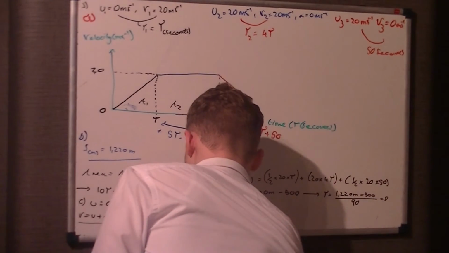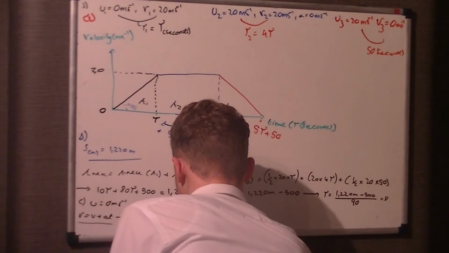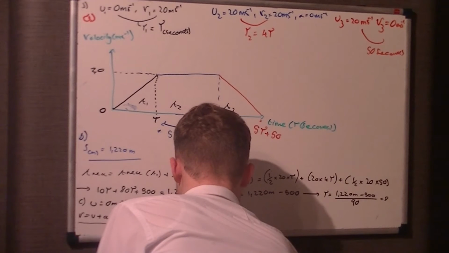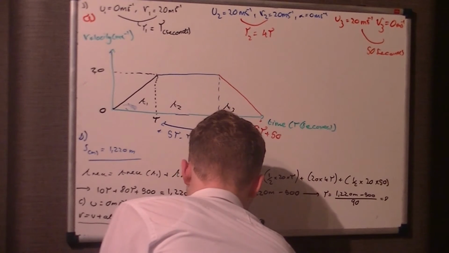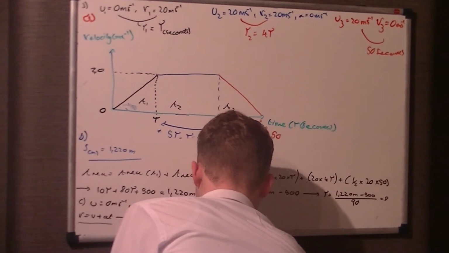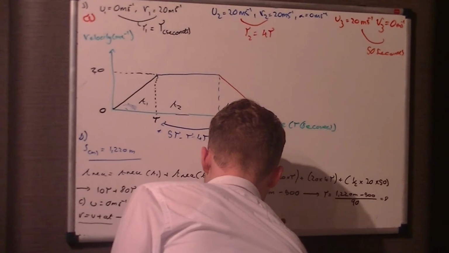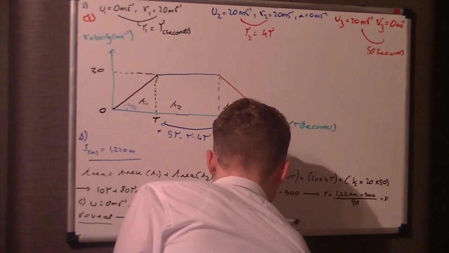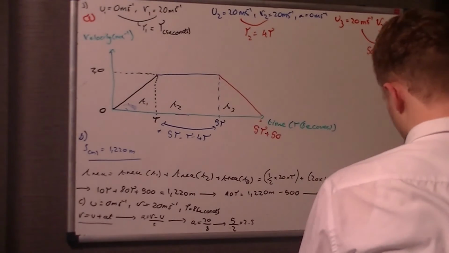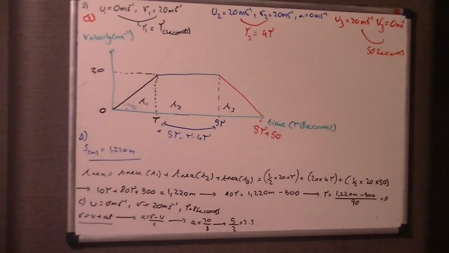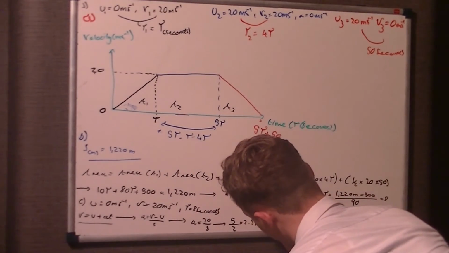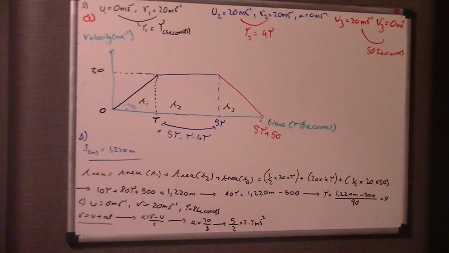Put in what you know, so therefore you could just put a is equal to 20 over 8, which is 5 over 2, or 2.5 metres per second squared. I said it when I wrote it down, metres per second squared. Okay.